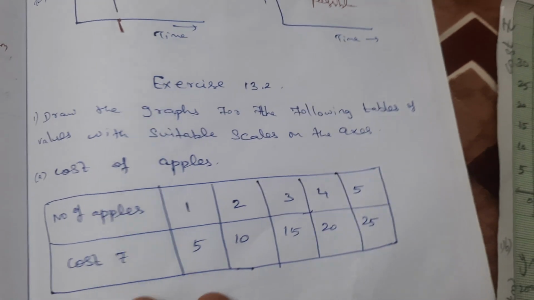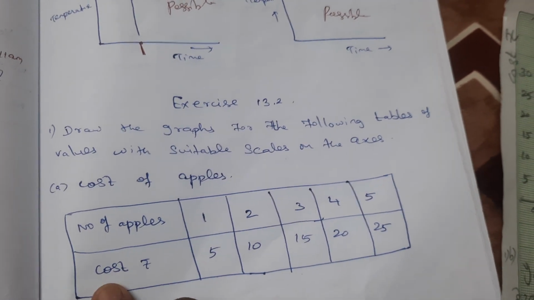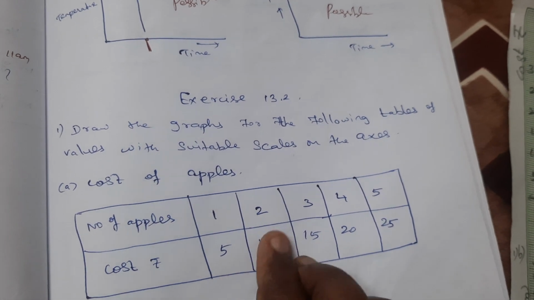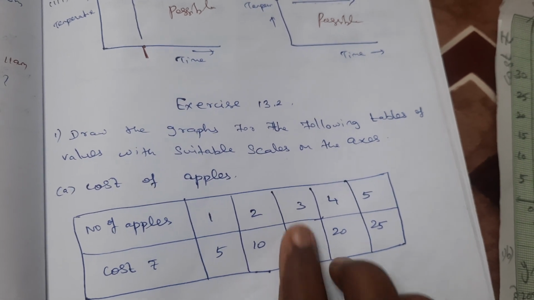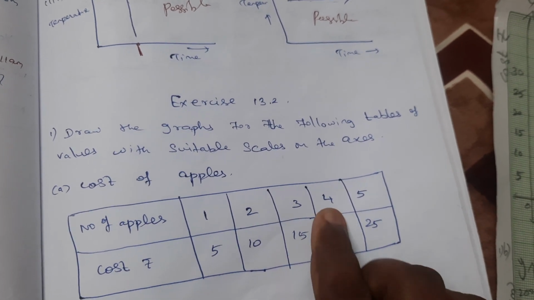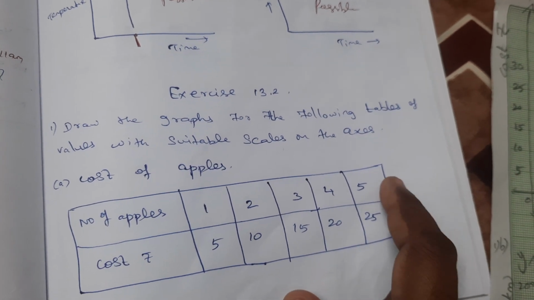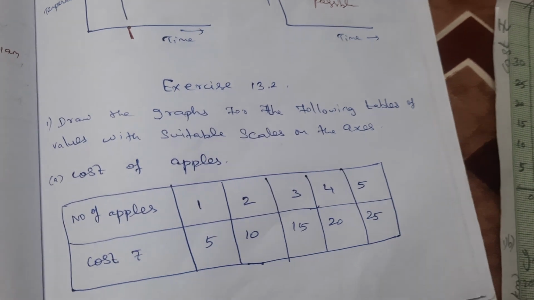First, A, cost of apples. The rate of the apples is given for number of apples and cost. For one apple, the rate is 5 rupees. If you want 2 apples, you pay 10 rupees. For 3 apples, 15 rupees. 4 apples rate is 20 rupees. If you want 5 apples, you pay 25 rupees. This is the given data. Now we draw the graph.